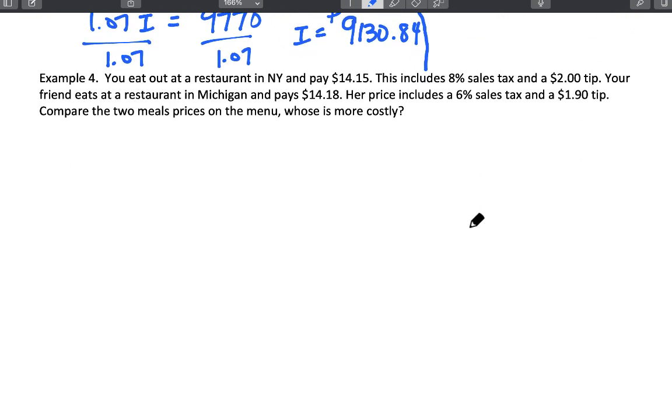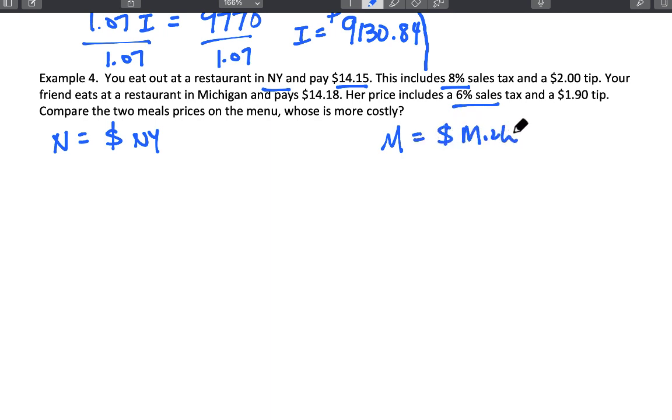All right, example 4 is very similar. Let's check it out. You got two people that eat out. One eats out in New York and pays a total of $14.15. This includes an 8% sales tax and a $2 tip. Your friend eats out in Michigan, pays $14.18, and her price includes a 6% sales tax and a $1.90 tip. All right, so once again, we got two variables. N is going to be our meal price in New York, and let's let M be our meal price in Michigan.